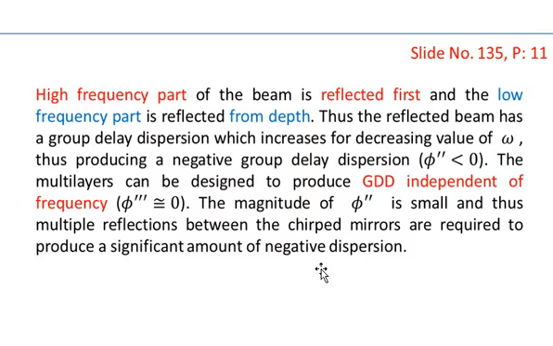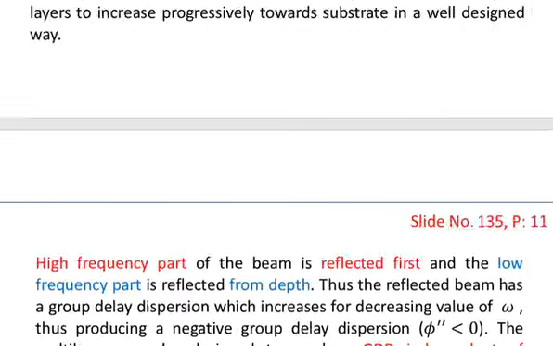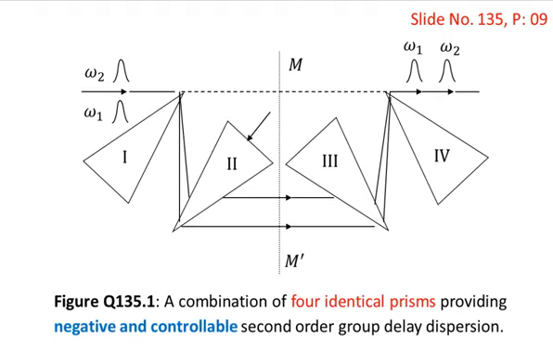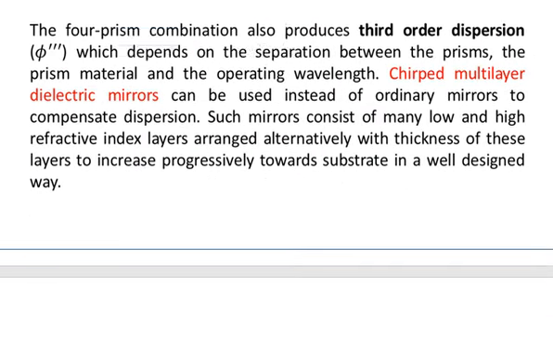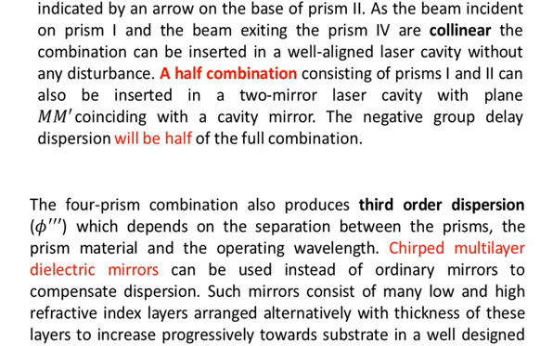So you see that we have discussed two negative dispersion techniques that we can introduce. One was based on the combination of the four prisms over here. This is one way of producing a negative but controllable second order group delay dispersion. And the second technique is that we can use chirped multi-layer dielectric mirrors to have control over introducing negative dispersion.